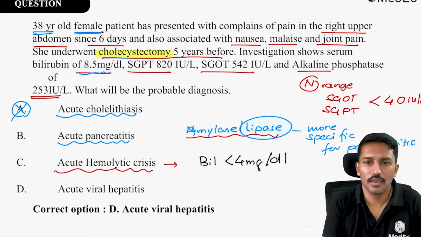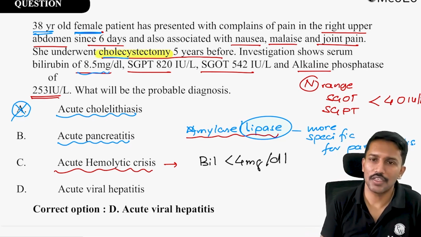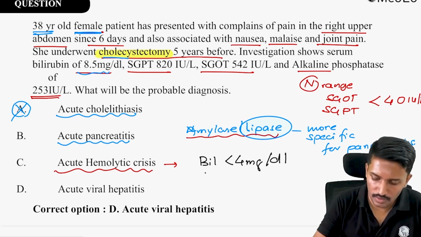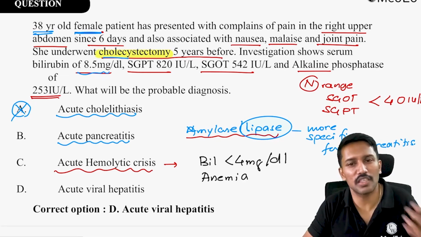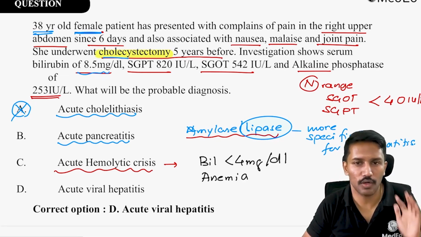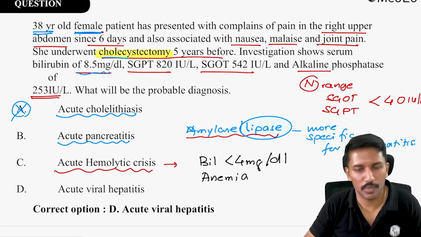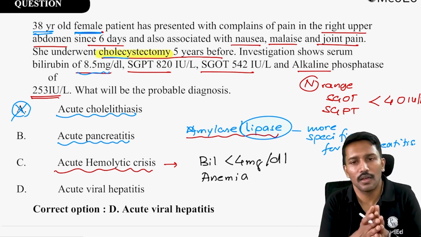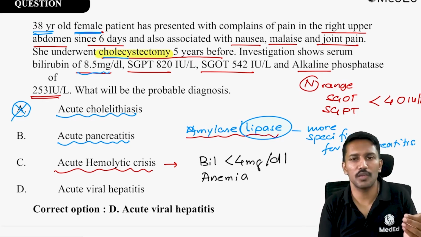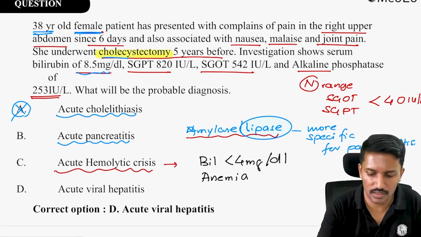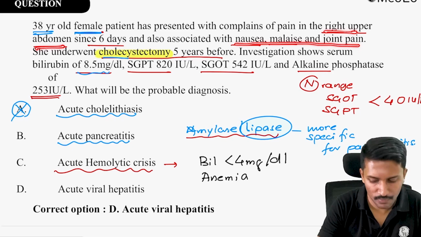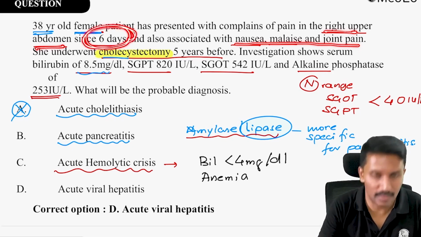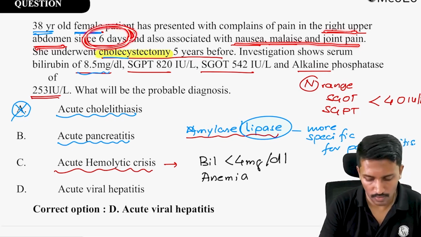First point. Second, to make a diagnosis of hemolytic conditions, I should also have anemia, right? Now there is no anemia being mentioned here. So examiner is not giving me sufficient information to call it as a case of hemolytic crisis. Can it be viral hepatitis? Well, viral hepatitis, especially in the acute conditions, typically presents with the same symptoms that we are describing here, right? Nausea, malaise, joint pain, upper abdominal pain. The presentation is definitely an acute presentation.